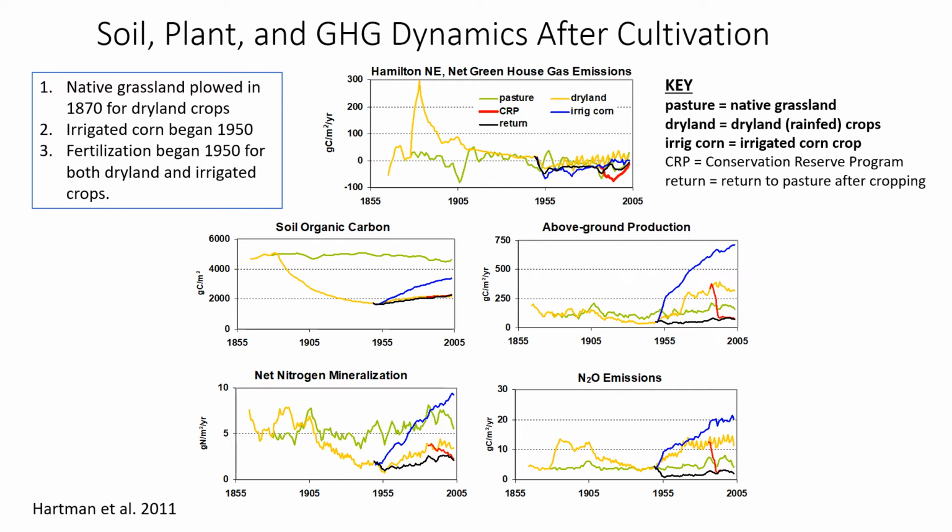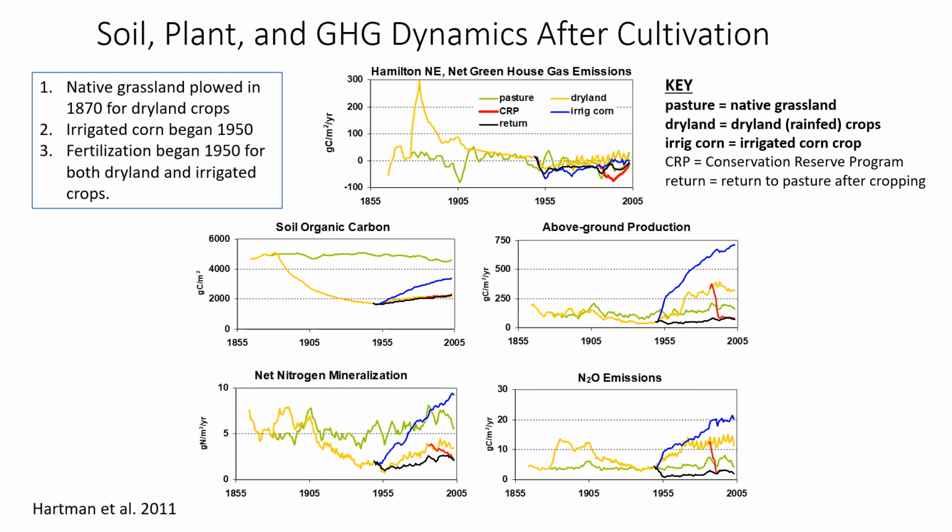or rain-fed crops. So that's those began in about 1870, so that the native grassland was plowed out in 1870 and was plowed for a number of years after the initial date of plow out. Irrigation began at around 1950, and fertilization also began around 1950 for both dryland and irrigated crops. And the irrigated crop in this particular example the irrigation doesn't start till 1950. So the blue line is the irrigated corn, and so that doesn't exist before 1950.